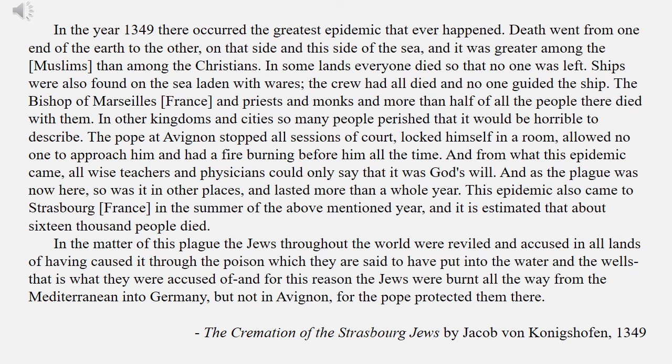The Pope at Avignon stopped all sessions of court, locked himself in a room, allowed no one to approach him, and had a fire burning before him all the time. And from what this epidemic came, all wise teachers and physicians could only say that it was God's will. And as the plague was now here, so was it in other places, and lasted more than a whole year. This epidemic also came to Strasbourg, France, in the summer of the above-mentioned year, and it is estimated that about 16,000 people died. In the matter of this plague, the Jews throughout the world were reviled and accused in all lands of having caused it through the poison which they said to have put into the water and the wells. That is what they were accused of, and for this reason the Jews were burnt all the way from the Mediterranean into Germany, but not in Avignon, for the Pope protected them there.